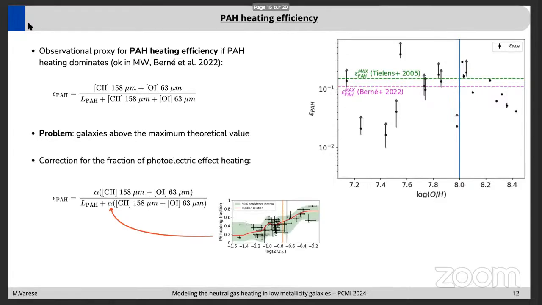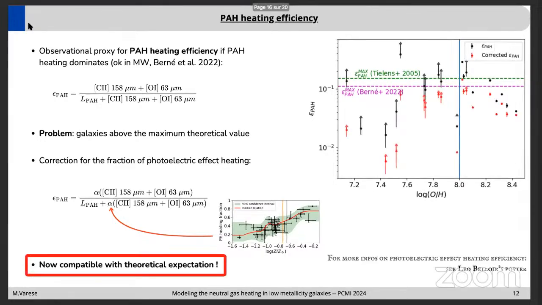And we want to correct this factor, so we use a corrected epsilon PAH with this fraction of photoelectric heating that we computed just before. And when we do that, we find that for all the galaxies, we now get values that are compatible with theoretical expectation. So it's kind of nice. And if you want some more information on photoelectric effect efficiency, you can check Leo Belloir's poster, which is on this topic.